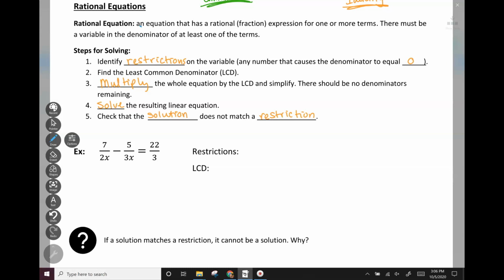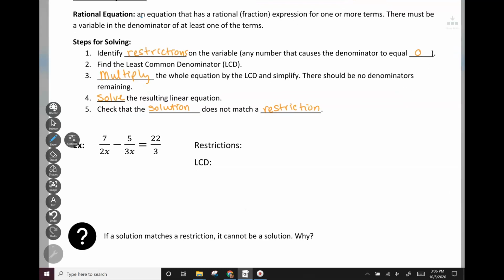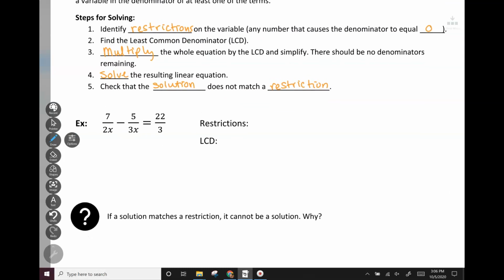Because let's say the number 5 is restricted from the domain, but my solution is 5, then that 5 cannot be a solution. So then you would have no solutions. Your solution cannot match one of the restrictions. All right, so let's try this first example. Identify the restrictions. What would cause these denominators to equal 0?